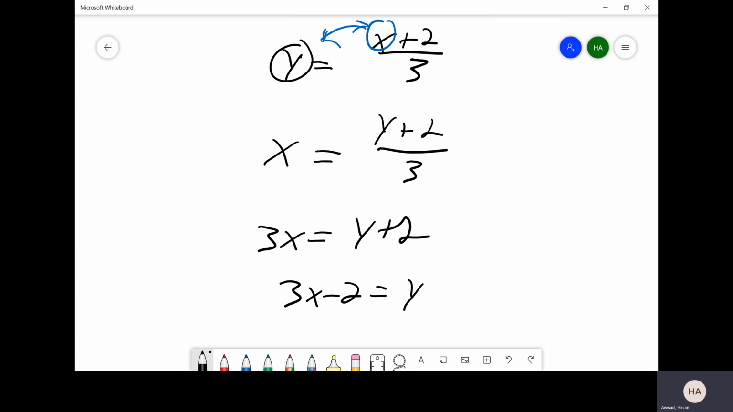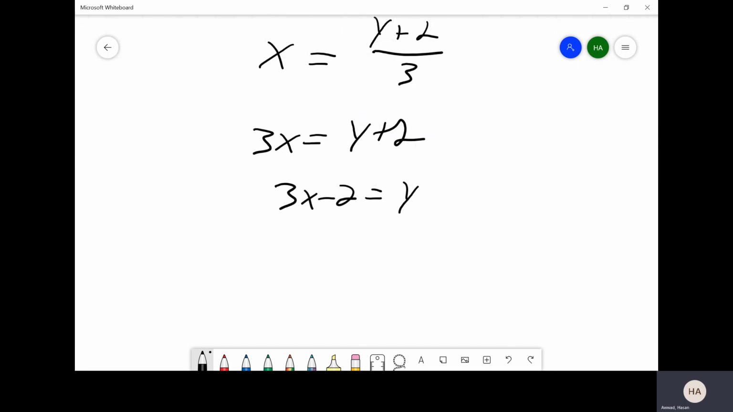And your last step: now that you've flipped the spots of your independent and dependent variables, and now that you've solved for your dependent variable again, you can put this back into functional notation. This is now going to be the inverse function. So this is now the inverse function of your original.